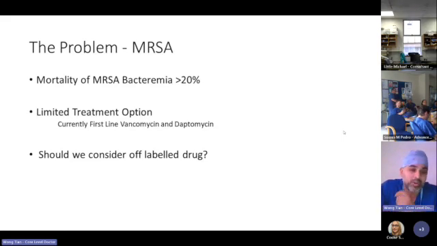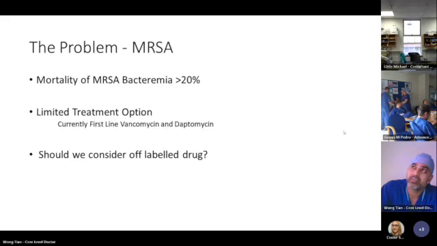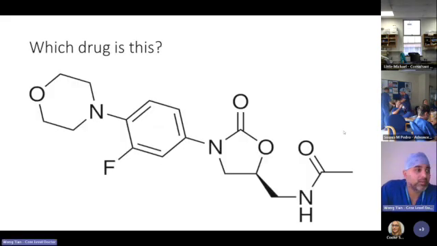So essentially the question we're asking is, should we consider off-label drugs? Because most of these drugs weren't considered for MRSA at the time when they were being investigated. Does anyone have a clue what this drug is? Take a guess. It's not rocket science. Is it vancomycin? It's actually linezolid. We're obviously researching linezolid.